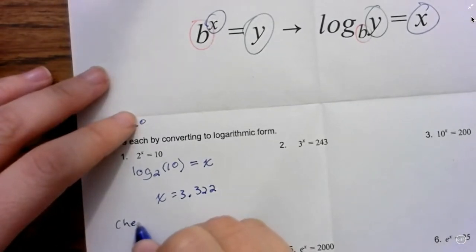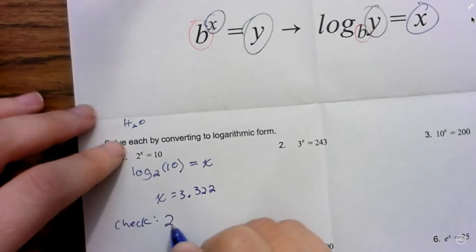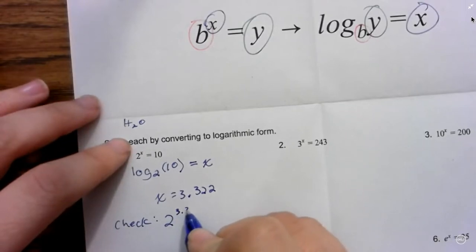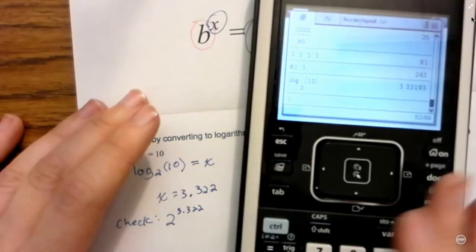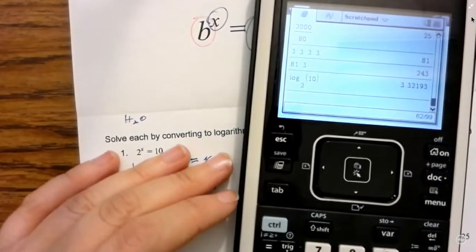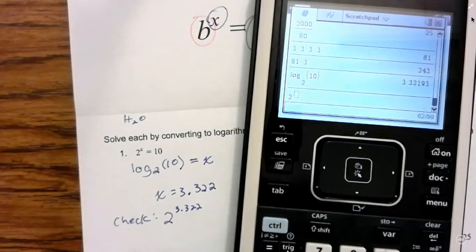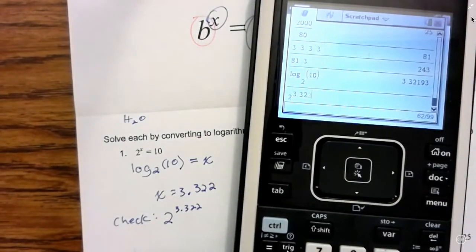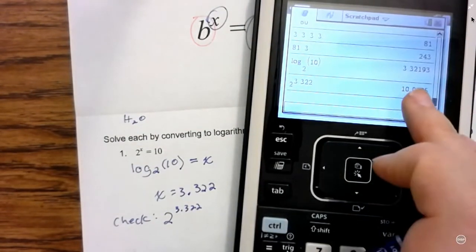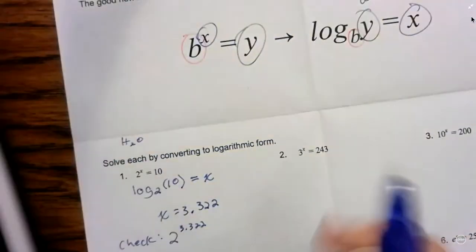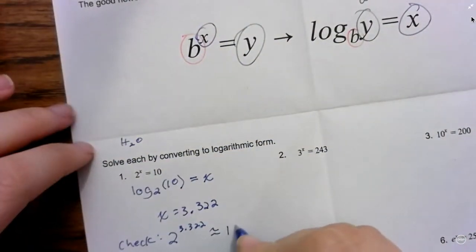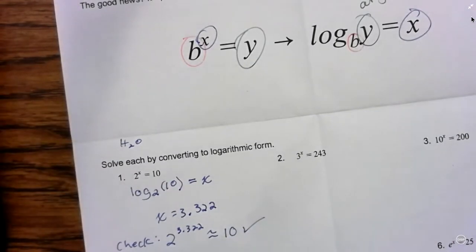So that means that 2 to the power of 3.322 should be pretty close to 10. It's not going to be exactly because I did round it. But let's try it. 2 to the power of 3.322 is approximately 10, because again I did round my exponent. And that works. Yay! All right, let's try another one.